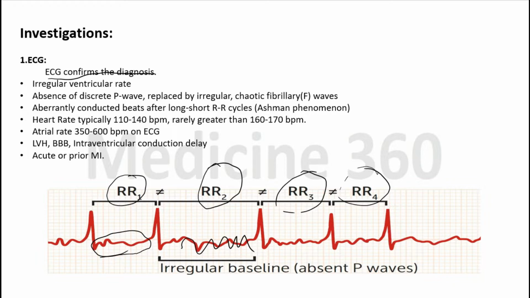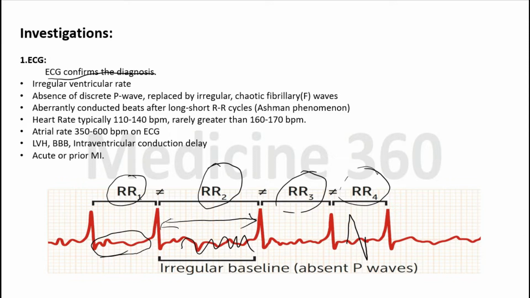And we will discuss Ashman phenomenon. What is this? As we see there, this is a long duration between the RR, then there is a short duration between the RR. In some ECG strips, after the long and short there will be an abnormal QRS complex, which appears just like escape beats, but we do not call this an escape beat. In atrial fibrillation we call this Ashman phenomenon.